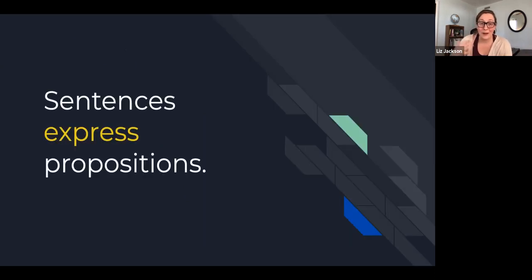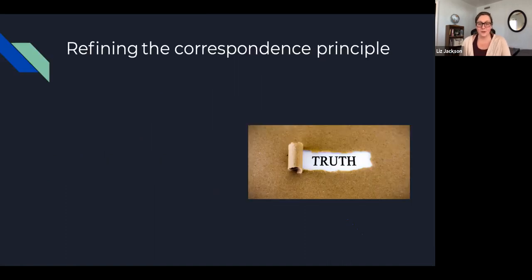So this brings us to our next main idea, which is that sentences, strings of words, express propositions, which are ideas. But again, the same sentence can express different ideas, and in some cases, two sentences can express the same idea. Okay, so now we have this distinction in hand between sentences and propositions. And I think we can use that to refine this correspondence principle.